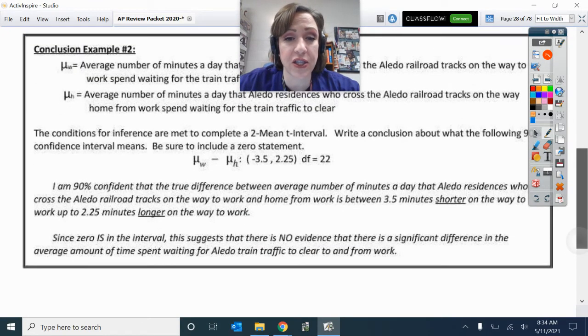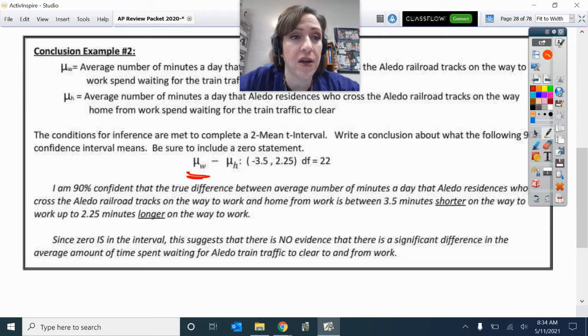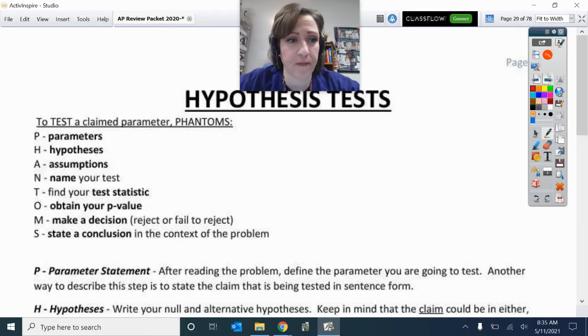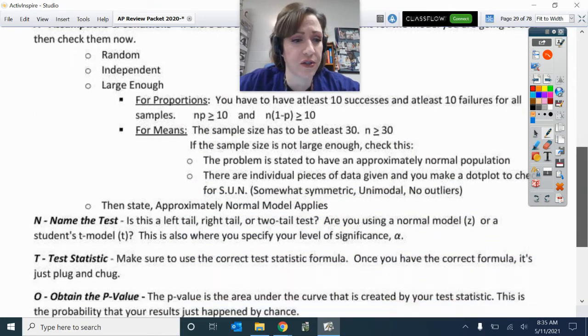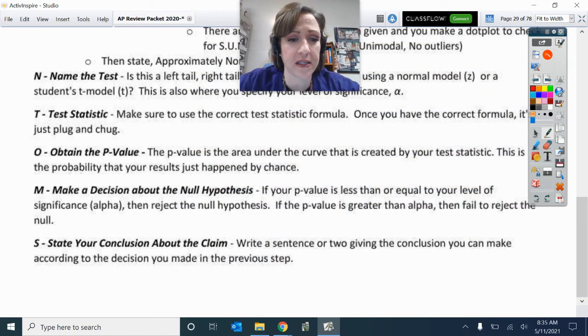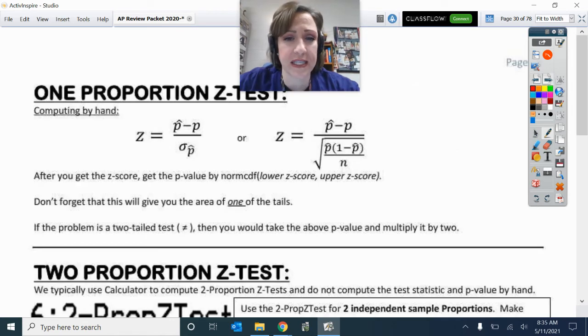Here is again the conclusion. This one went between, for the time they're waiting on the way to work or whatever, is between this much lower and this much higher than the other one. Okay, and then of course your hypothesis test. All the same for your hypothesis test conditions. You're stating that. I think we've done these so many times, so we're just going to skip on through that.